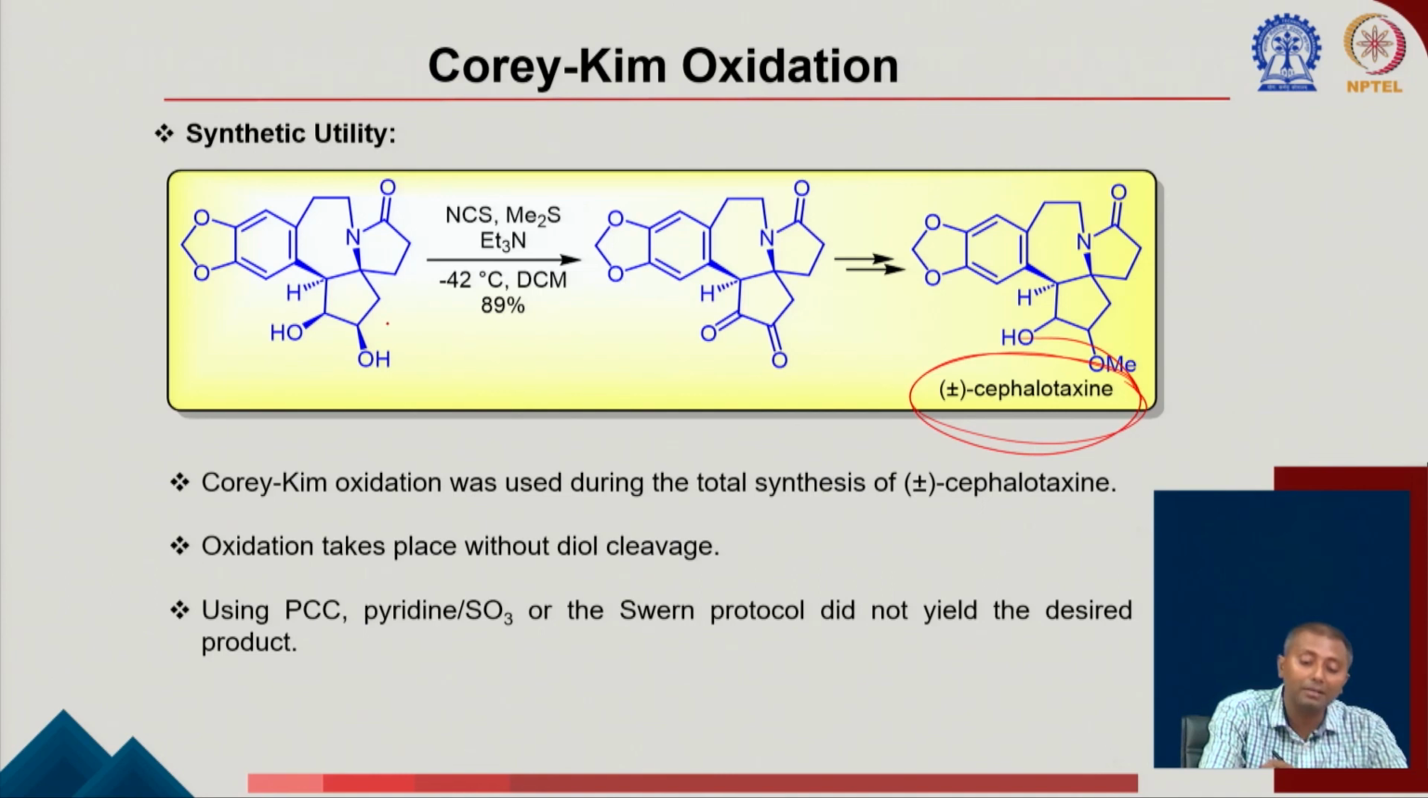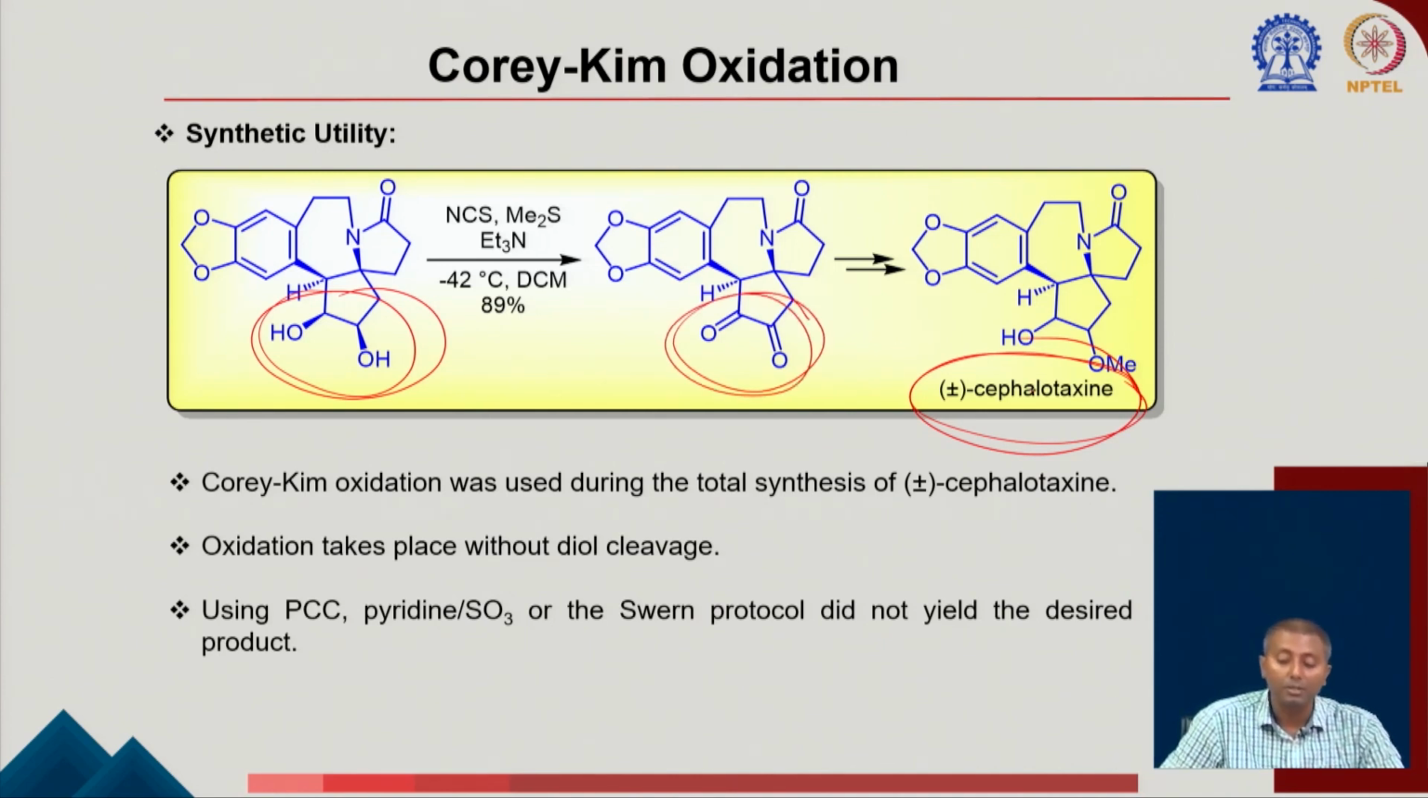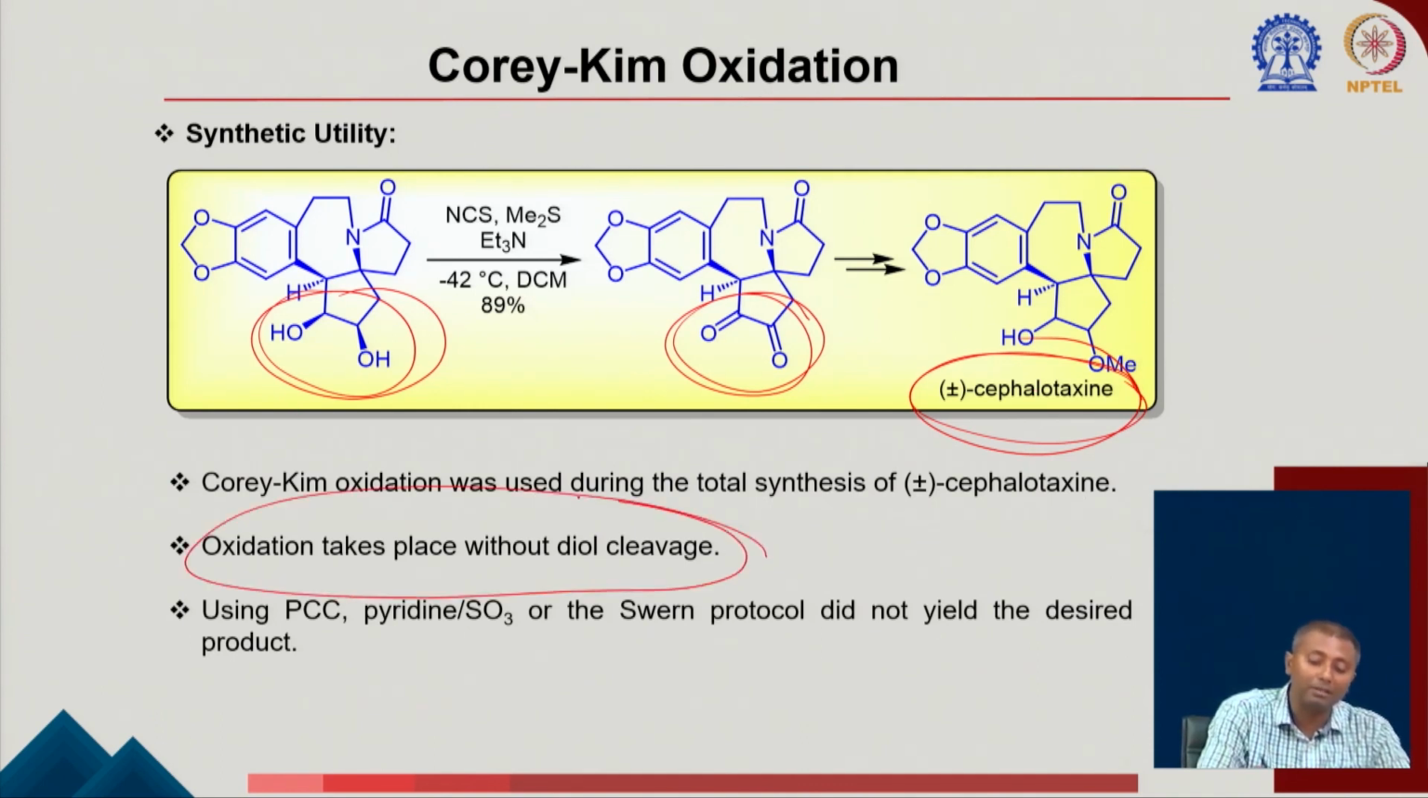Again you can see here you have this 1,2-diol. These are an important class of compounds. Both of them are going to be converted to the diketone, which can then be converted to the corresponding natural product. So if you have a 1,2-diol, the oxidation takes place without diol cleavage. That is the very important message here.